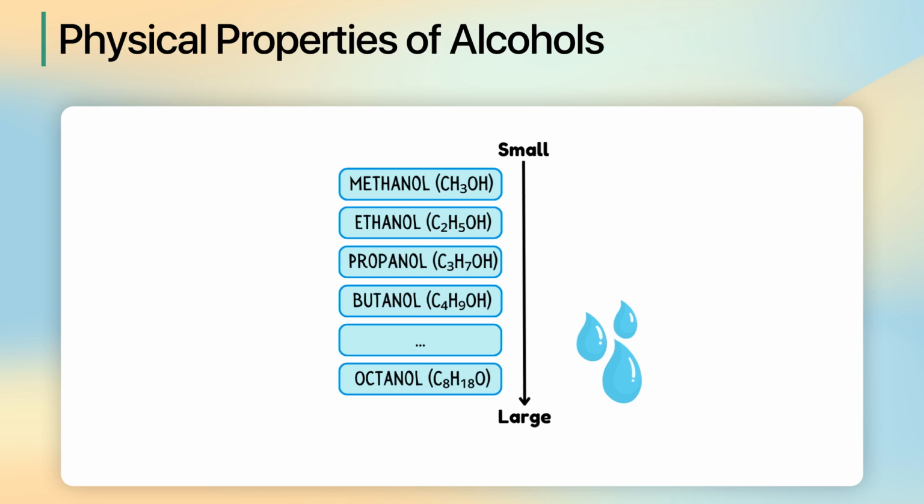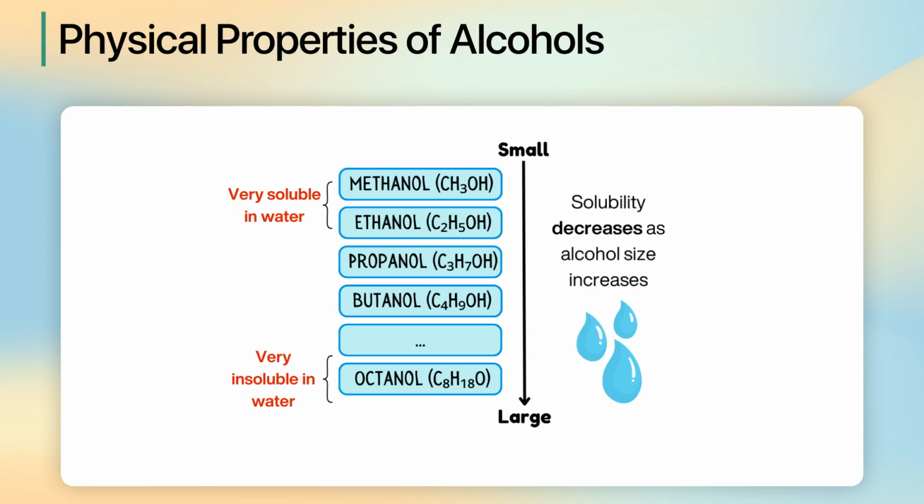The physical properties of alcohols can vary widely based on the size and structure of the molecule. Here are some key characteristics. Alcohols exhibit different levels of solubility in water, depending on their size. Smaller alcohols, like methanol and ethanol, are very soluble in water. This means they can mix well with water and form a clear solution. As the size of the alcohol increases, however, its solubility in water decreases. Larger alcohols, such as octanol, do not mix well with water and tend to separate from it. This is because the longer carbon chains in larger alcohols make them less compatible with water.